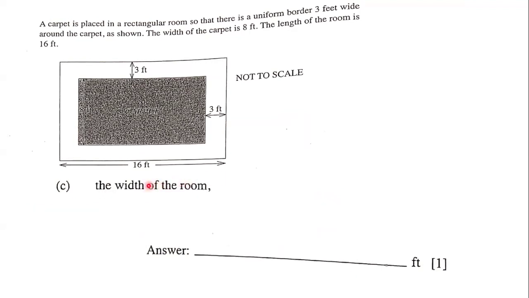Next, we need to determine the width of the room. The width of the room is going to be this particular measurement right here. I'm going to use W to denote the width of the room. Now, what we do know is that the width of the carpet is 8 feet. That's one thing we do know.